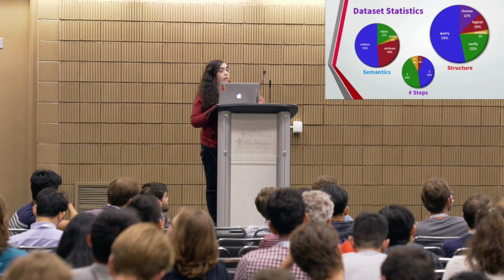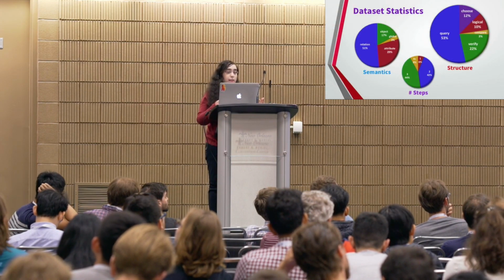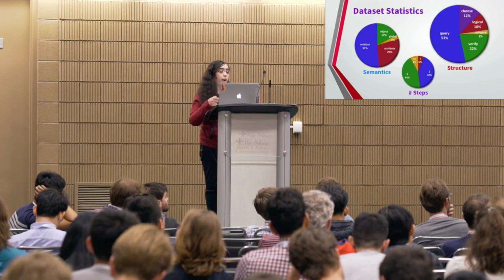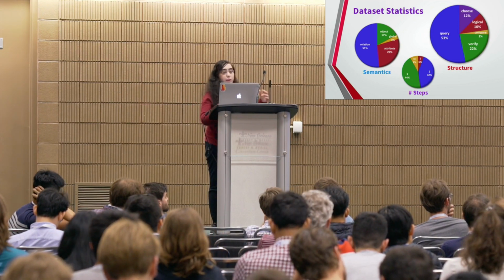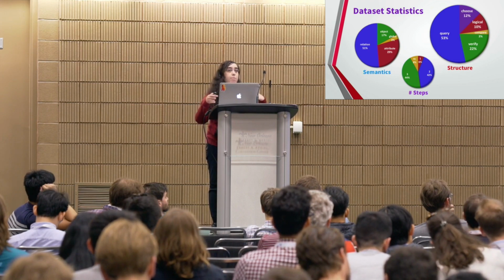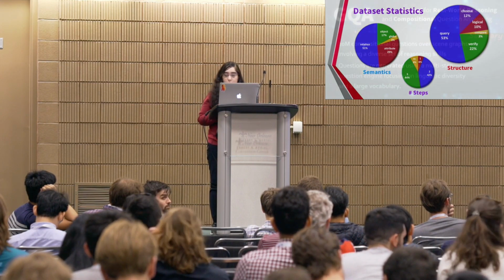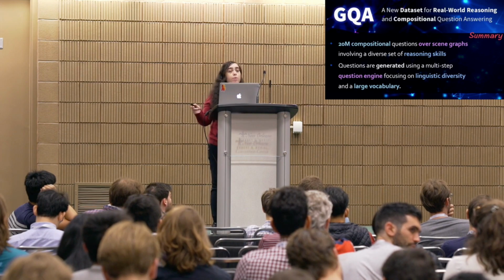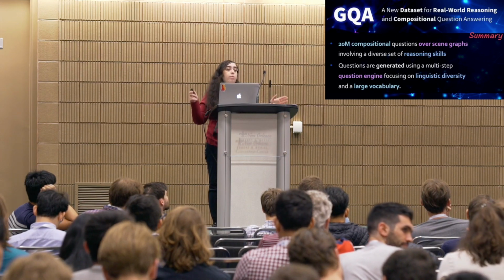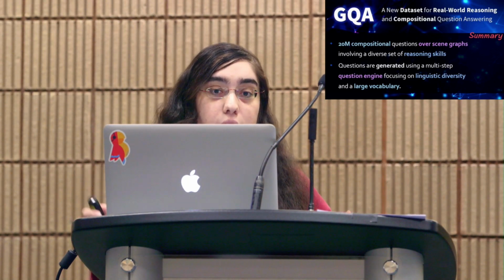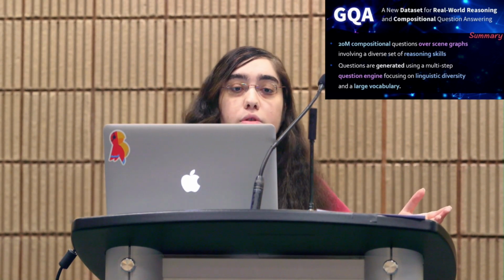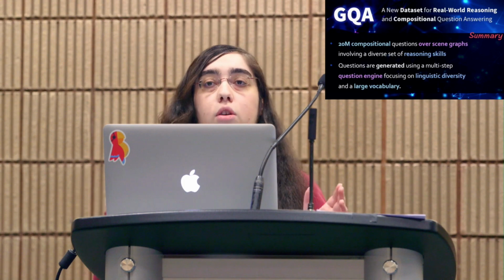And you can see here a few statistics for the data set. So we can see that indeed it covers a variety of reasoning operations, and it also has different number of reasoning steps, like there are some questions with 2 steps, 3 steps, and even some questions with more, 4 or farther. So what we've seen so far is that we were able to generate a data set with 20 million compositional questions over scene graphs that cover a variety of reasoning skills, and they are all generated automatically.